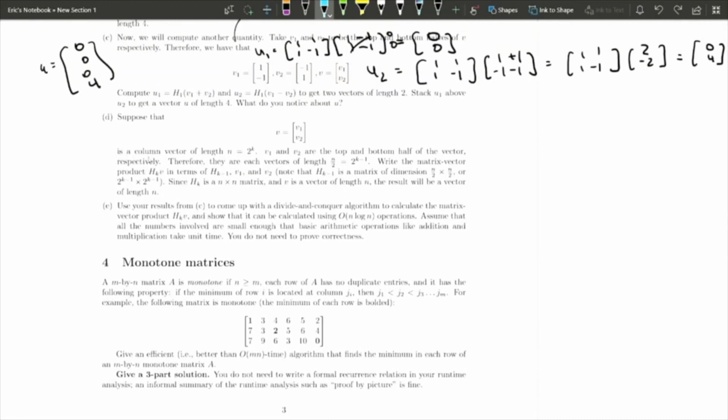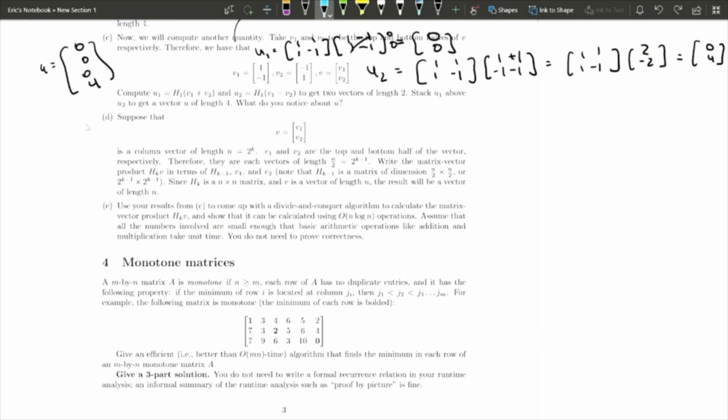Suppose that v is a column vector of length n equals 2 to the power of k. v1 and v2 are the top and bottom half of the vector respectively. Therefore, they're each vectors of length n over 2. Write the matrix vector product, Hk v, in terms of Hk minus 1, v1 and v2. Since Hk is an n by n matrix and v is a vector of length n, the result will be a vector of length n. Go ahead and try this problem out on your own and come back when you're done.